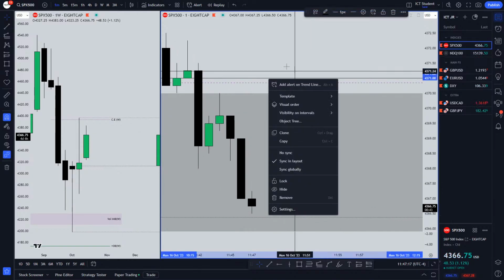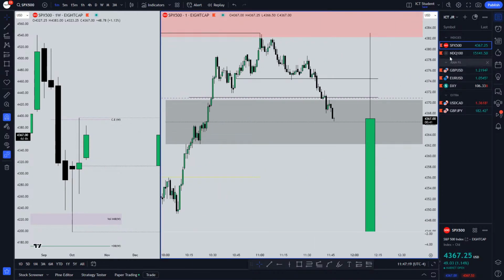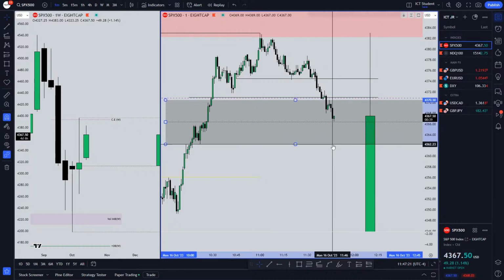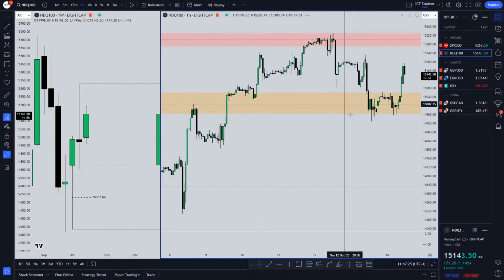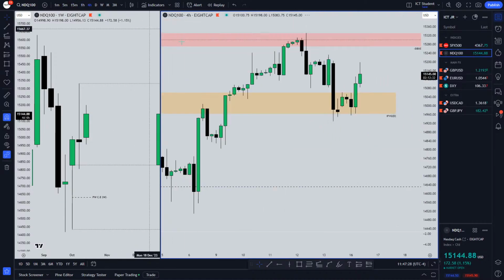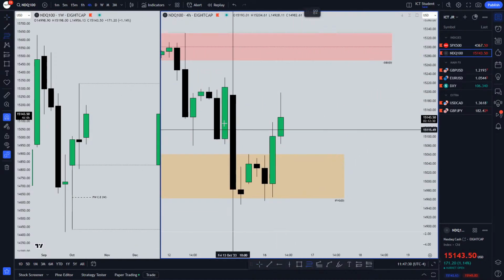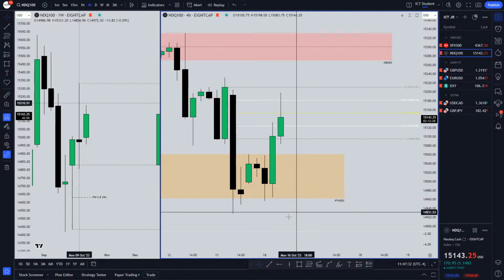It's before the lunch session. So in QQQ, take this off, not so much noise on my chart. In QQQ, same thing, I think. Let's see. Oh yeah, we hit that.